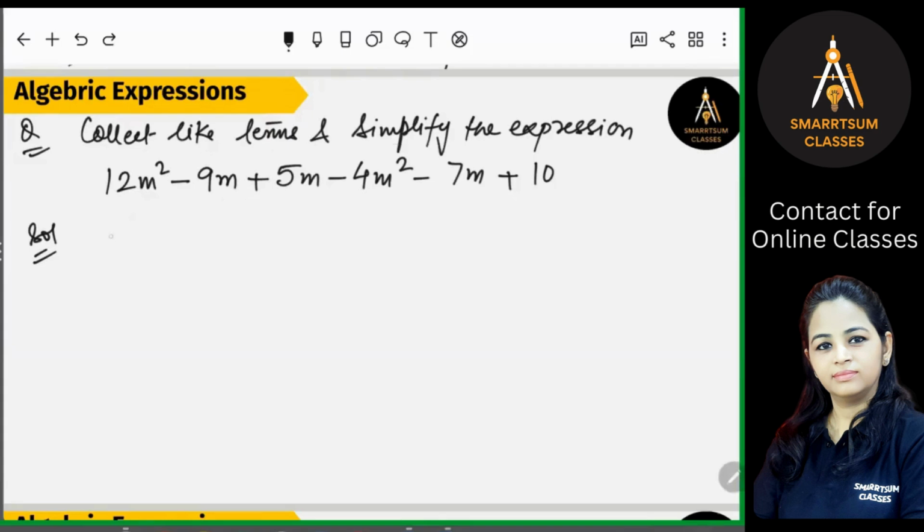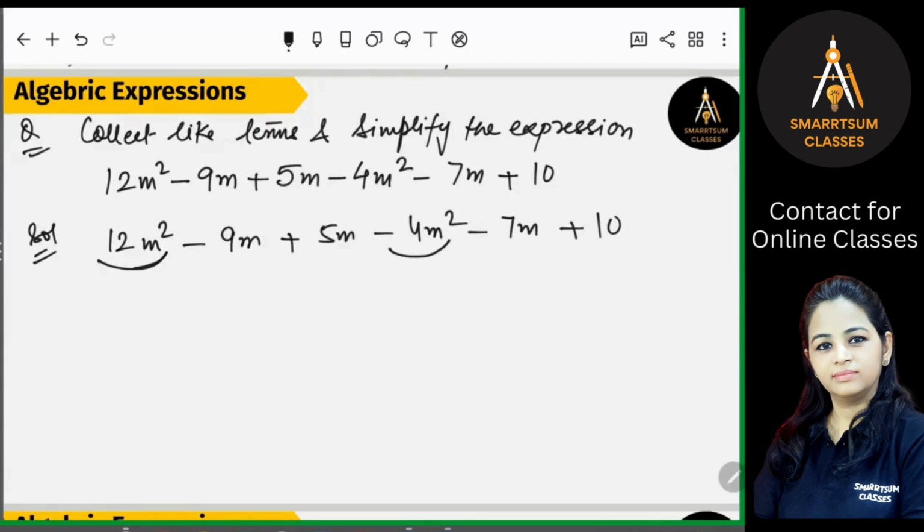Now, as you can see here: 12m square minus 9m plus 5m minus 4m square minus 7m plus 10. The very first step, we will identify the like terms, right? So how will we identify? First, pick the first term. This is an m square term, right? Now see if there is any other m square term here. Yes, we have one more m square. So these two are like terms, right? So first write them together.